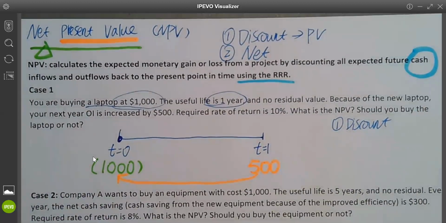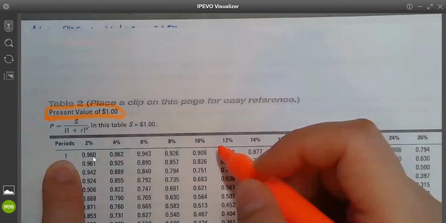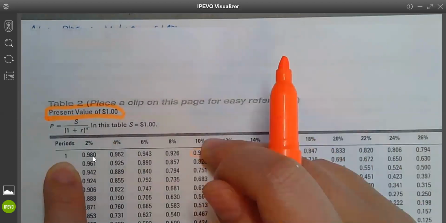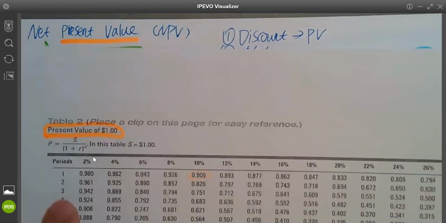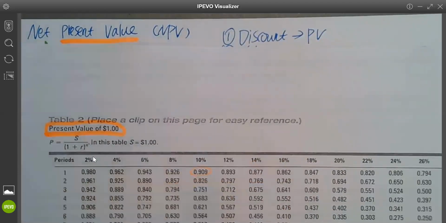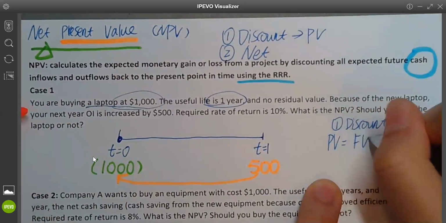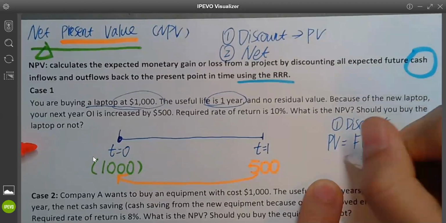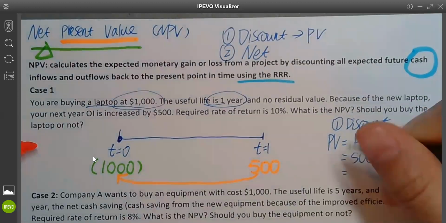We have to discount this 500 to our present value. How do we discount? It's a one-time transaction, so we just use table 2, 1 year, 10%. You ask, how do you get 1 year, 10%? It's 1 year and the RRR is 10%. The discount factor is 0.909. So present value is your future value times the factor, so it's your 500 times 0.909.